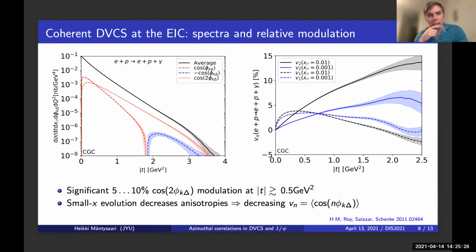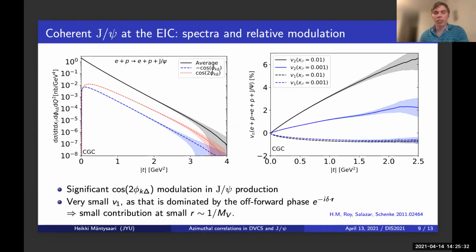Then if I go to J/psi production where my dipole is smaller, of course the off-forward phase couples to the dipole size. So if I have a small dipole, then this also has a small effect, and you see that especially the cosine phi modulation is basically negligible in this case, because that is really driven by this off-forward phase, and then with small dipoles it doesn't have such a large effect.